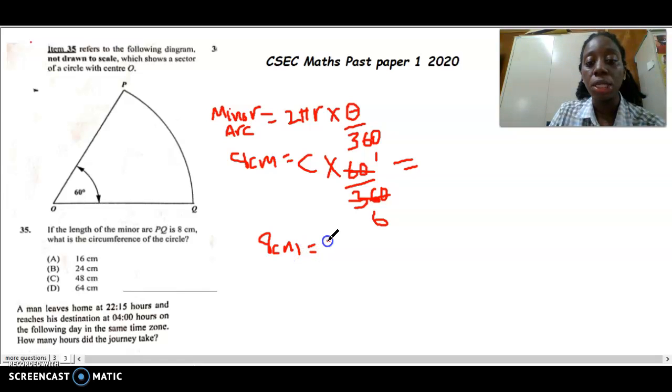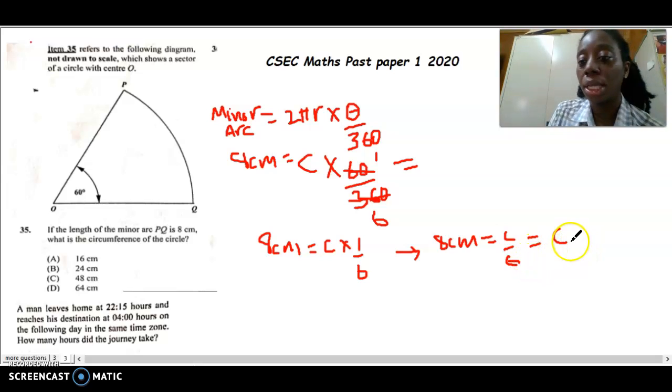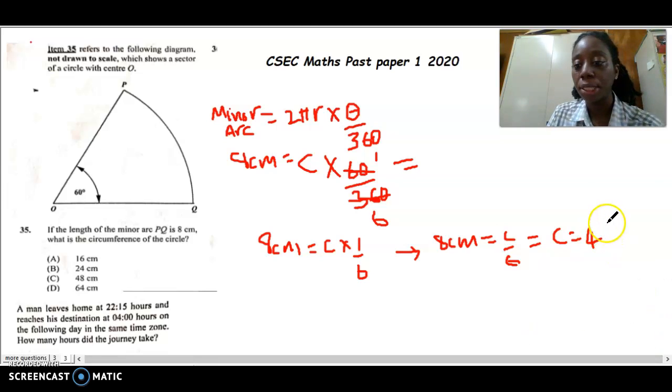which is equal to c times 1 over 6. All right, so I can rewrite this as, I'm just going to put it here. All right, so just follow me to this section of your screen. All right, so 8 centimeters is equal to c times 1 is c over 6. All right, so therefore c, 6 8 is 48, so c is equal to 48 centimeters.